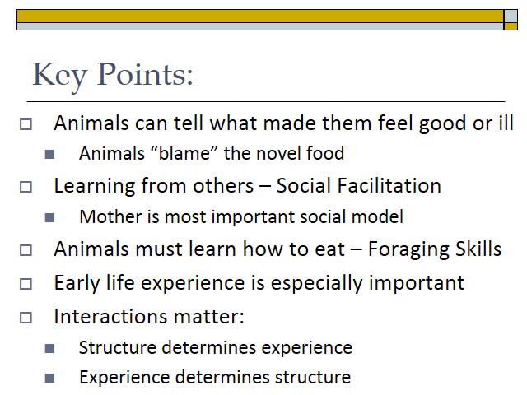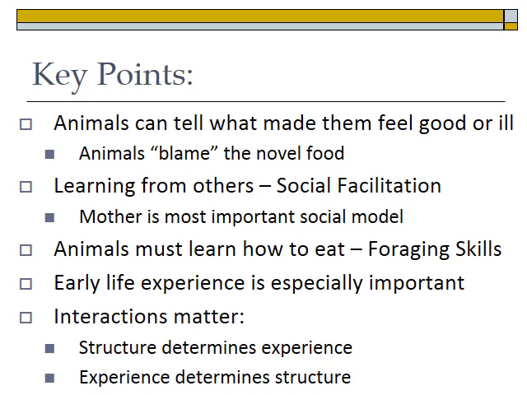Another important principle from today's discussion is that social facilitation is one of the most important tools that animals use for figuring out what to eat and what to avoid. And mother is the most important of those social models, although peers are also important. Animals need to learn not only what to eat, but how to eat, and those are called foraging skills, and they can be quite difficult to develop, and once they're developed, they can last for quite some time.